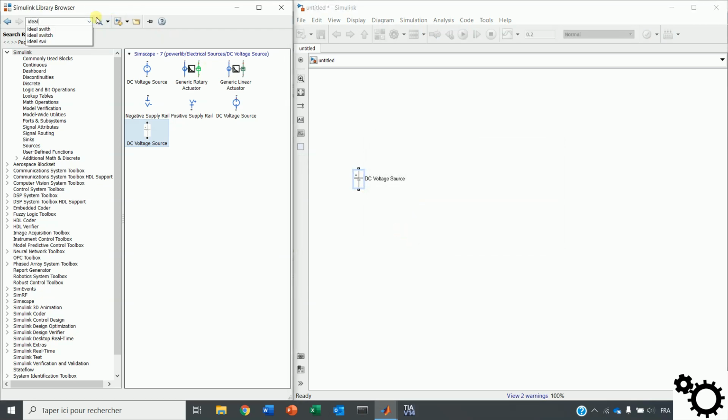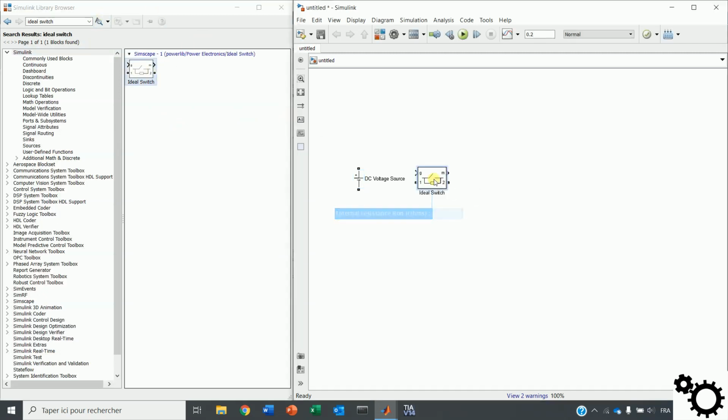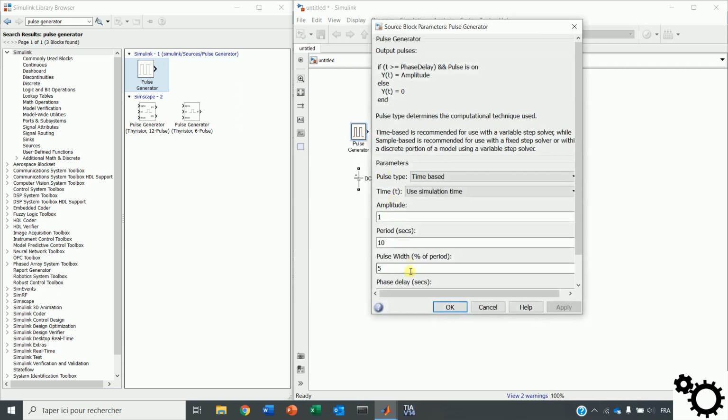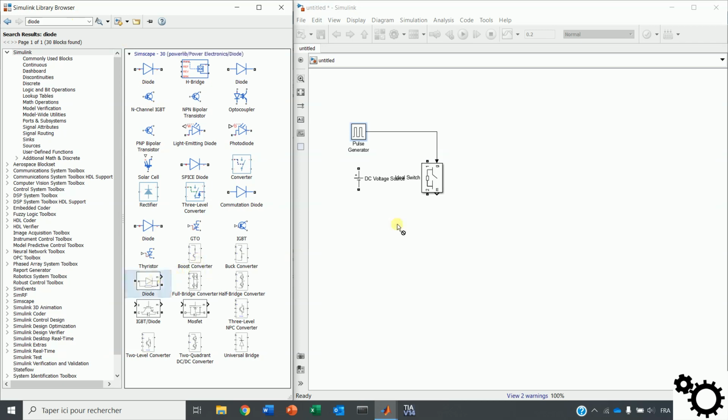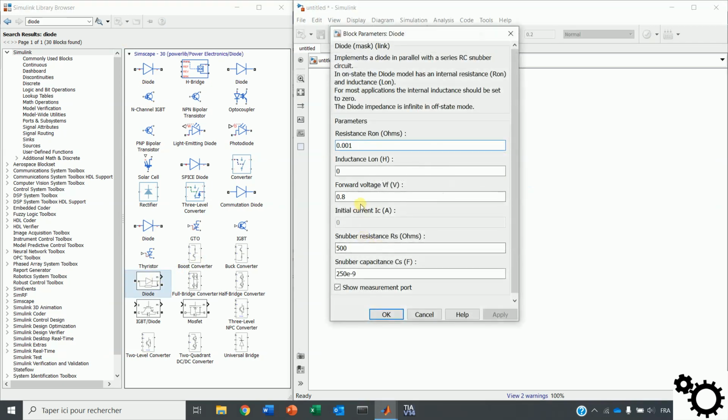Then we need an ideal switch, with a pulse generator for controlling the switch. So we can choose, for example, a duty cycle of 50% and a frequency of 20,000 Hz. Then we need a diode, and I will remove the diode losses.